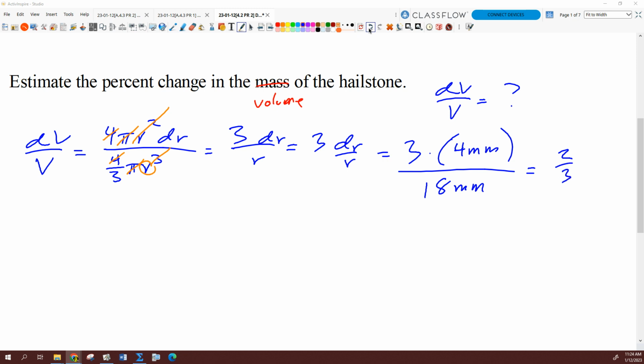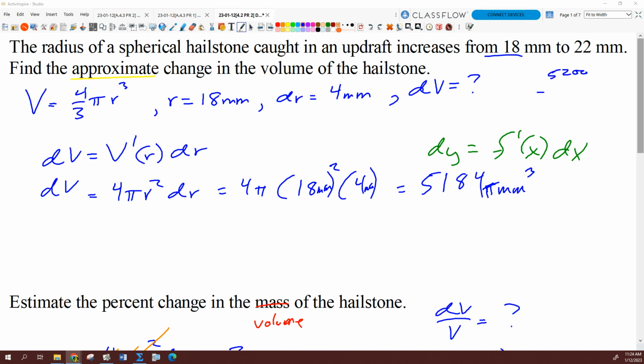2/3. Now notice what happens to the units. What happens to the units? They cancel, and they have to, right? Because you're talking about a relative amount. We don't want to have units in there. We just want to have a percent, right? So 2/3, which is equal to, well, that's big. So it increases by about 67%. Okay, increases a lot. How come it increases a lot? Well, because that shell has a lot of volume.